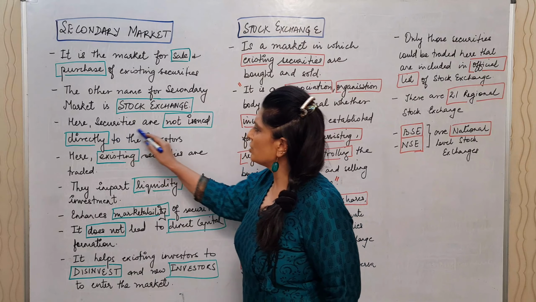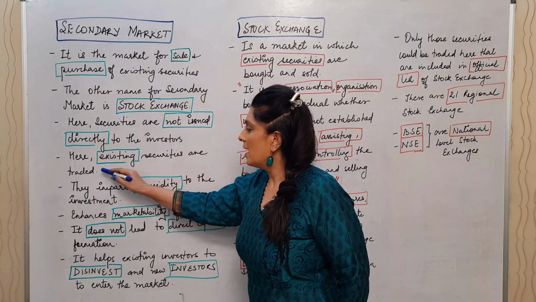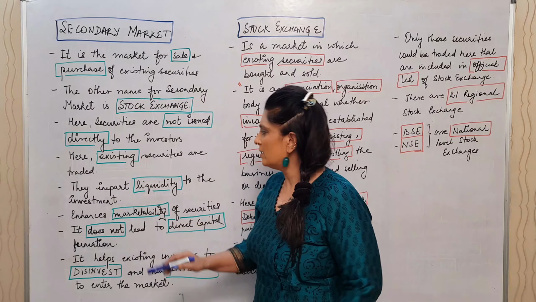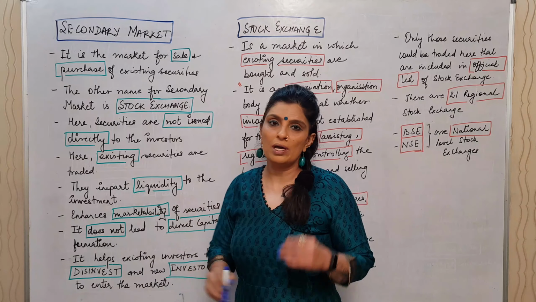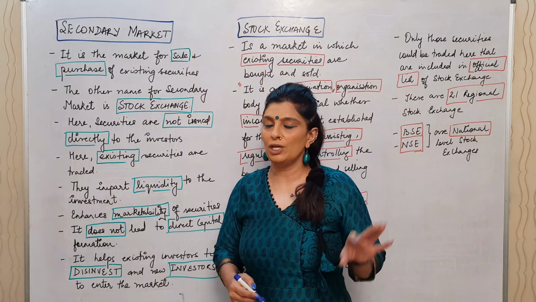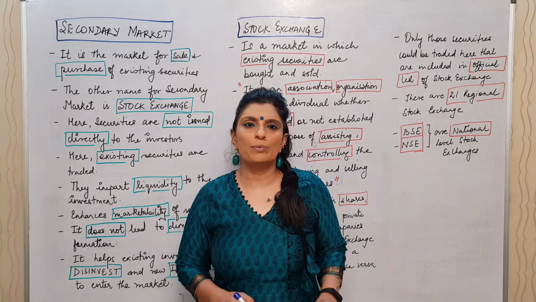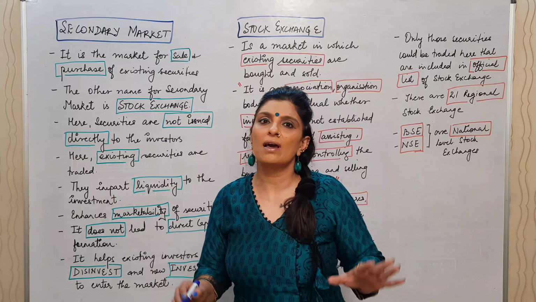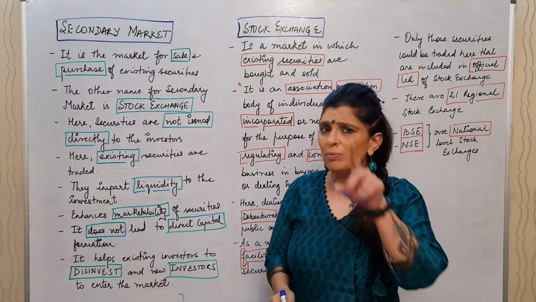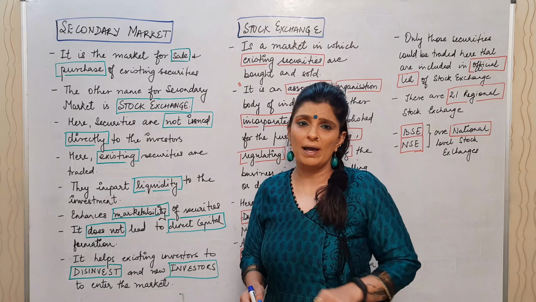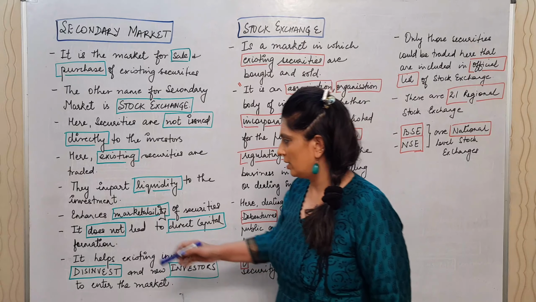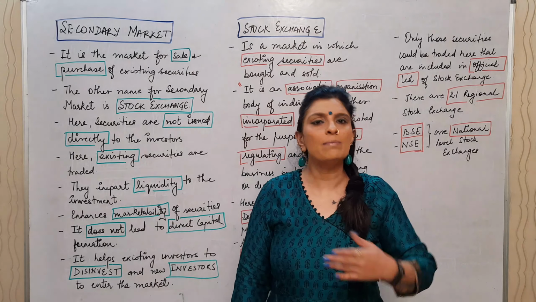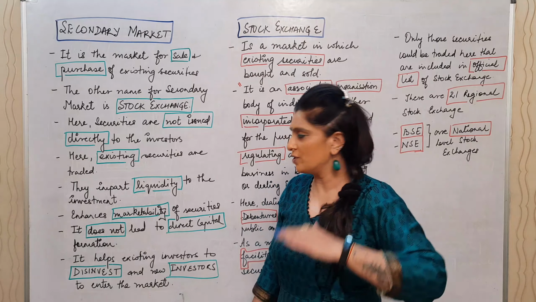Alright. So here securities are not issued directly to investors. Here existing securities are traded. They impart liquidity to the investment. Liquidity means convertibility to cash. Very easy convertibility to cash. When your securities are easily saleable in the market, that means they are liquid enough. Sometimes a share may not find a buyer, but usually they impart liquidity. It enhances marketability. Marketability means buying and selling of securities.